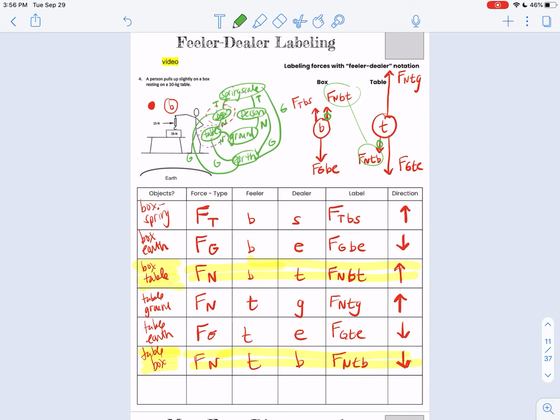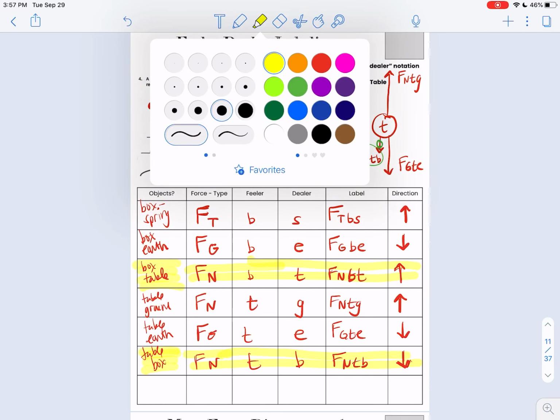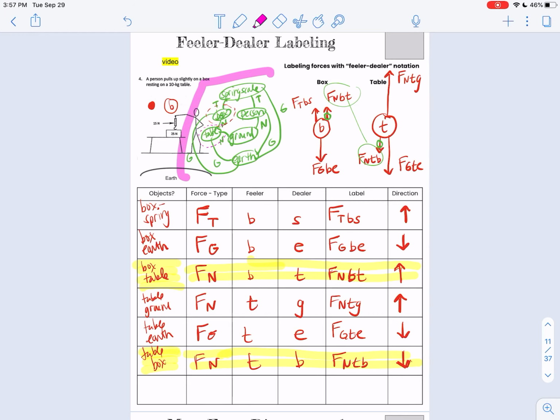Okay, all right, so to recap, when you are drawing your force diagrams, the first thing to do is make an interaction diagram, all right? Then you don't have to obviously write this whole table every time, but you need to dot around that and see how many interactions there are. That will tell you how many forces there should be, okay? And then for now, I want you to label it force type, feeler, dealer, all right? And then later on, we'll simplify a little bit, all right? I think that's it.